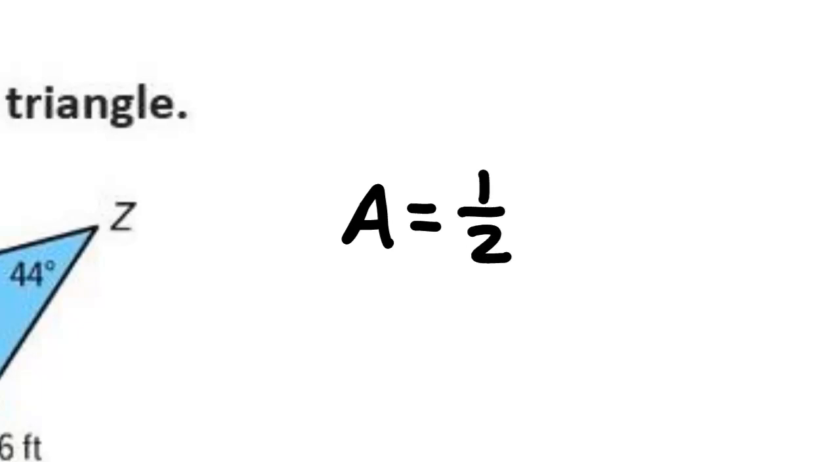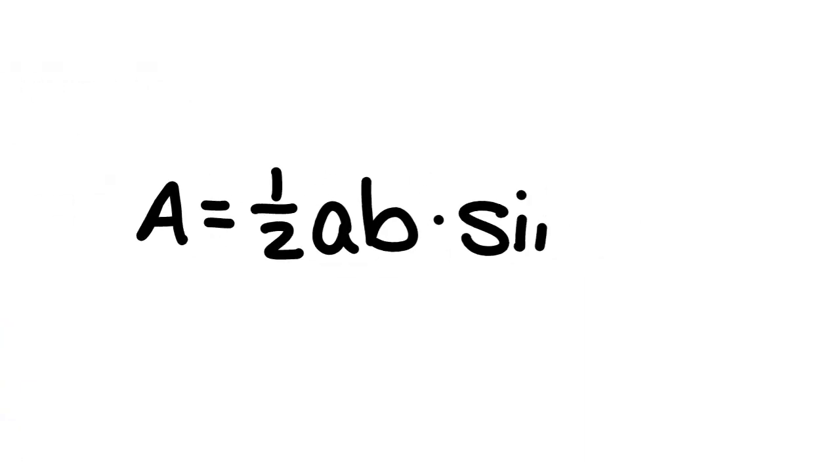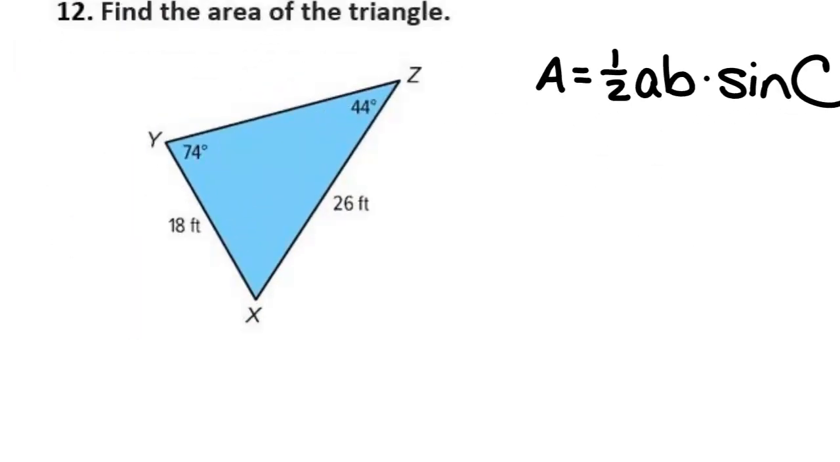1/2 AB, and A there does not mean apothem and B does not mean base. A and B mean what here? Two of the sides of the triangle, yes. Times the sine of angle C, which has to be the angle in between those two sides. How many sides do we know on this triangle? We know two sides. We know this one over here, that's 18 feet. And we know this one over here, that's 26 feet.